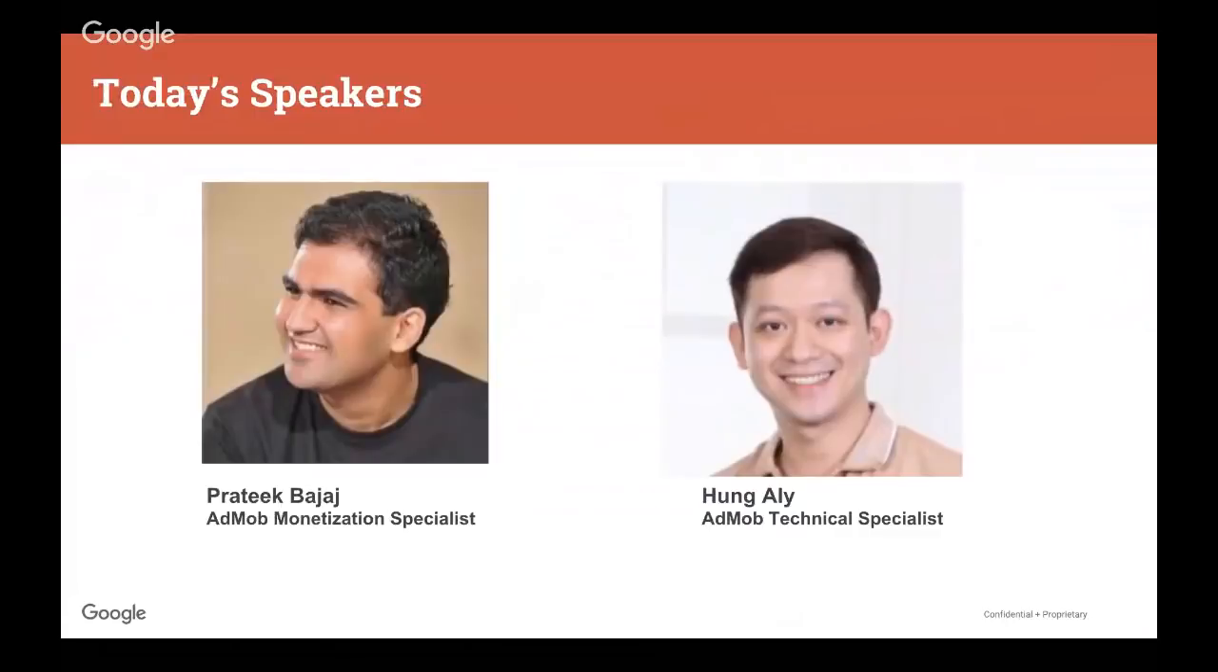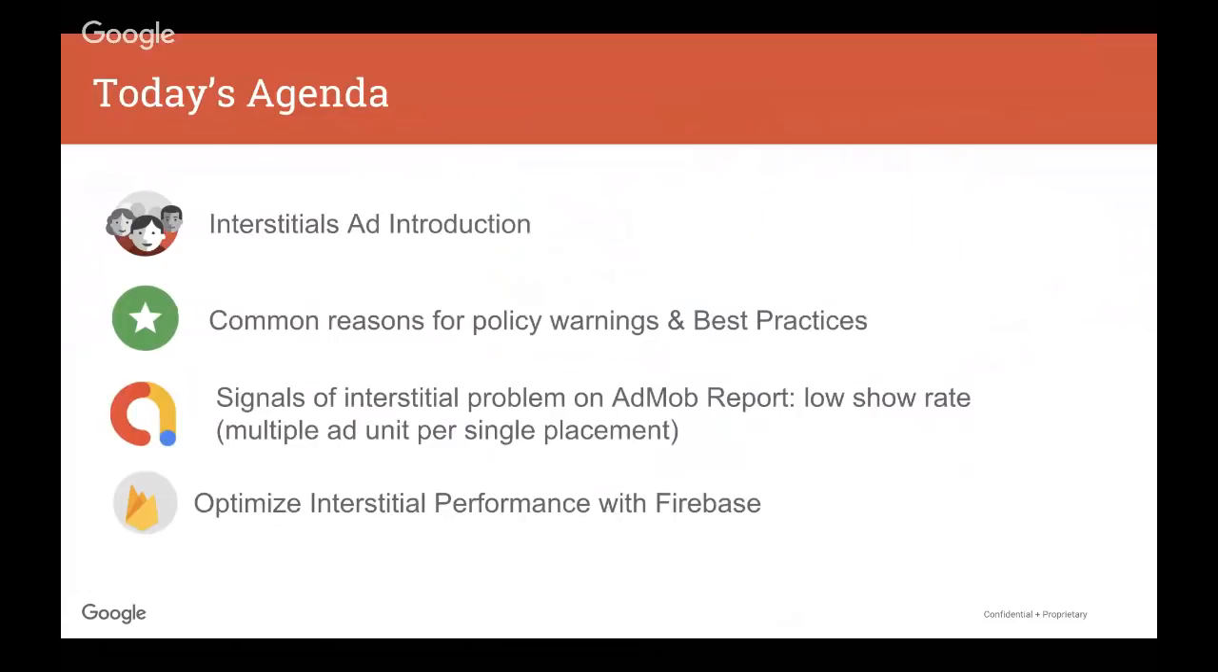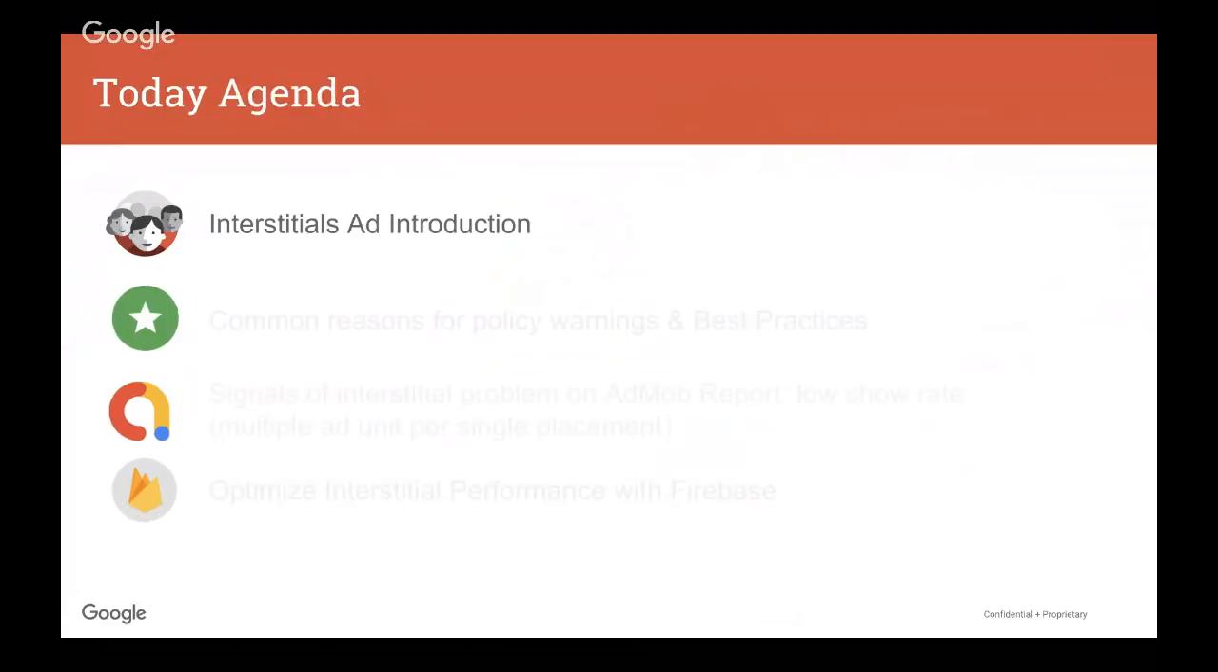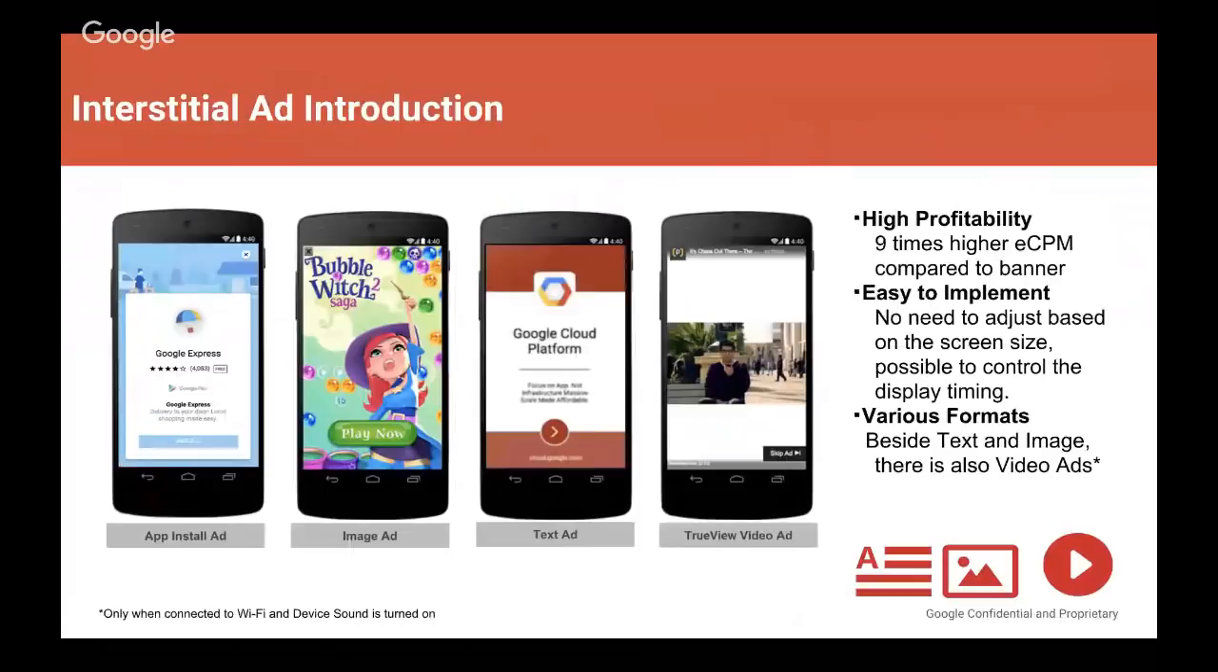The AdMob monetization specialist. Now, for today's topics, we will be going over a quick introduction on interstitials, which I'm sure all of you in the room do know already about. Then the next topic is going to be about the common reasons for policy warnings and how you can fix these implementation issues so that you stay policy compliant. We're then going to be talking about some of the show rate issues or signals of interstitial problems on the AdMob reports and how you can fix the same. And lastly, we'll be covering how to optimize interstitial performance with Firebase. All right, so let's get started with our first topic, which is about interstitial ads introduction.